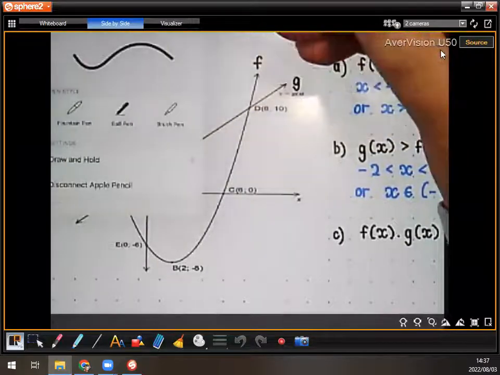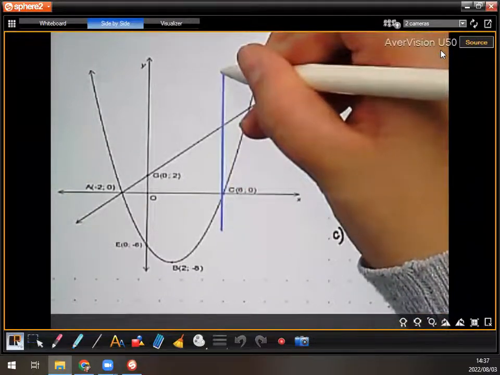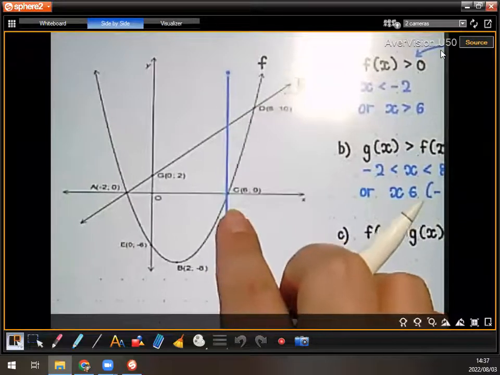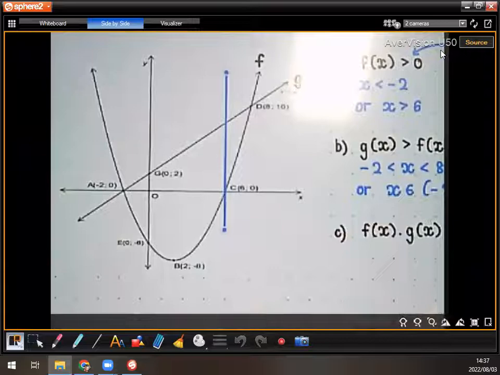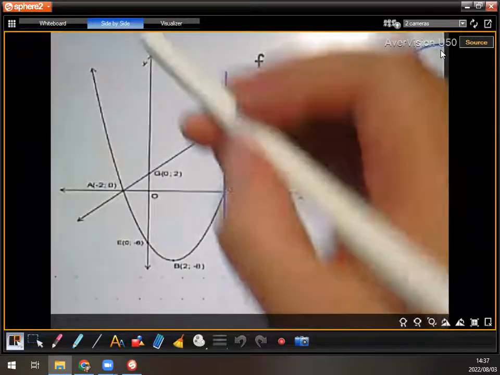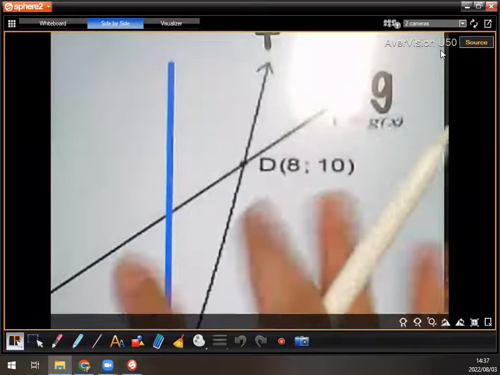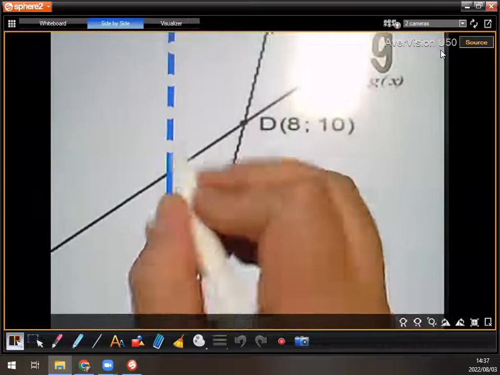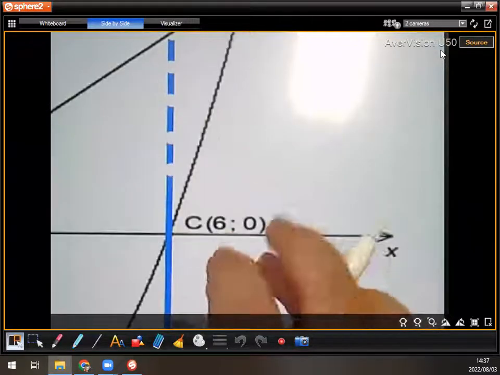Let me quickly put a line here for you so that you can see. If I draw a line there, maybe a dotted line is good. You can also put it in on your graph if you want, because this is the last question that we're doing on these two graphs.